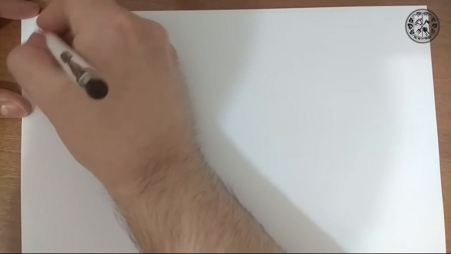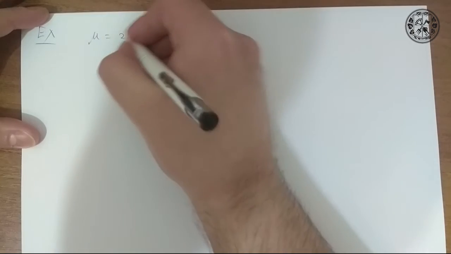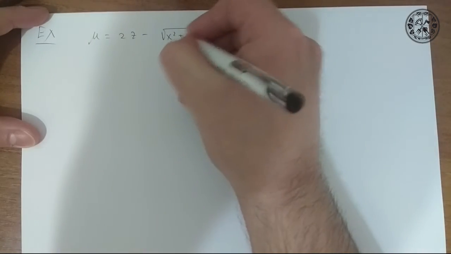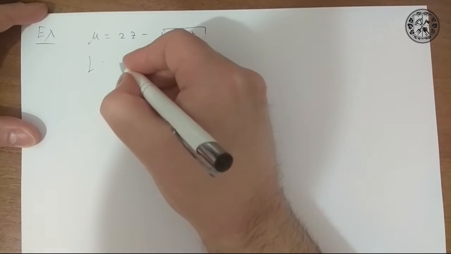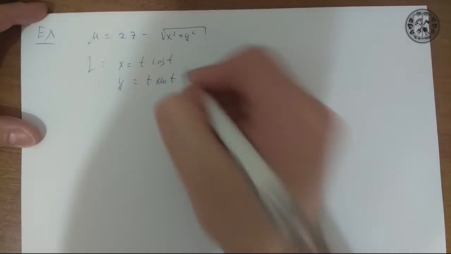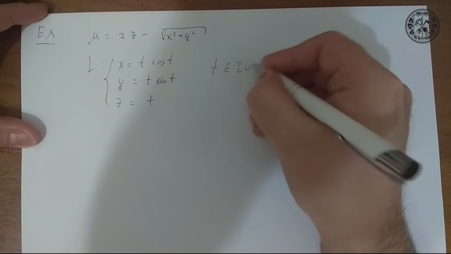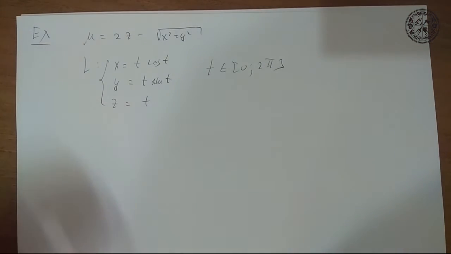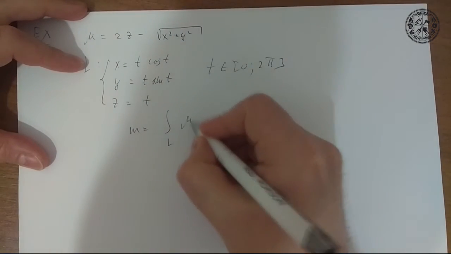One more example. When we try to find mass of curve with density 2z minus square root x squared plus y squared, which is specified by equation x equals t cosinus t, y equals t sinus t, and z equals t. T is from 0 to 2 pi. We find mass of curve using formula integral by L of mu dl.